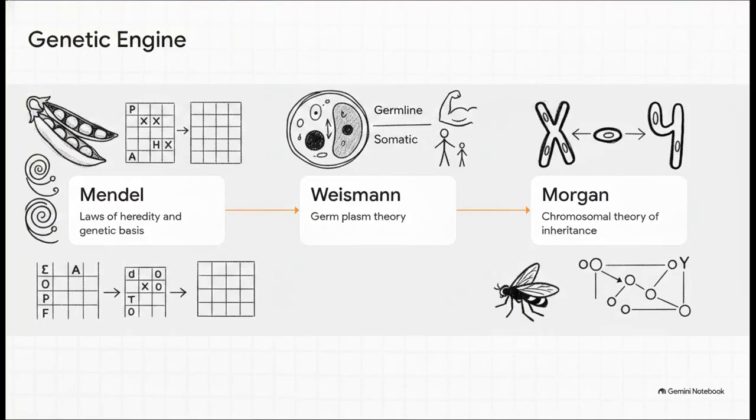Step 1 to solving Darwin's problem: Gregor Mendel. He hands us the genetic basis of evolution with his laws of heredity. Then, for step 2, August Weismann steps in with the germplasm theory. He strictly separated germline from somatic cells, basically proving that getting super buff at the gym doesn't mean your baby is born with huge biceps. That effectively put the final nail in Lamarck's theory. Finally, step 3, Thomas Hunt Morgan maps all of this directly to chromosomes, cementing the chromosomal theory of inheritance.